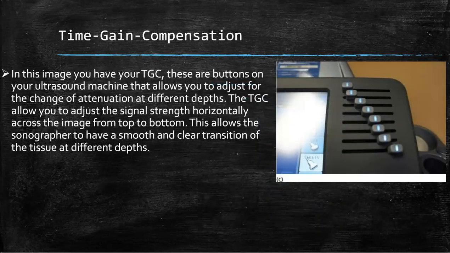Time gain compensation. In this image, you have your TGCs. These are buttons on your ultrasound machine that allow you to adjust for the change of attenuation at different depths. The TGCs allow you to adjust the signal strength horizontally across the image from top to bottom. This allows the sonographer to have a smooth and clear transition of the tissue at different depths.